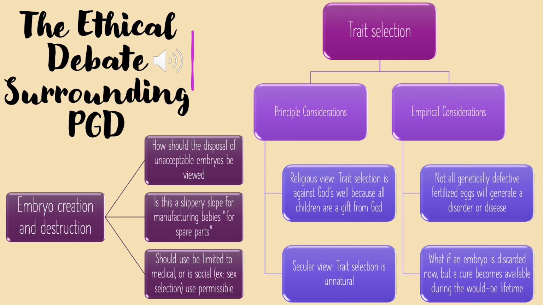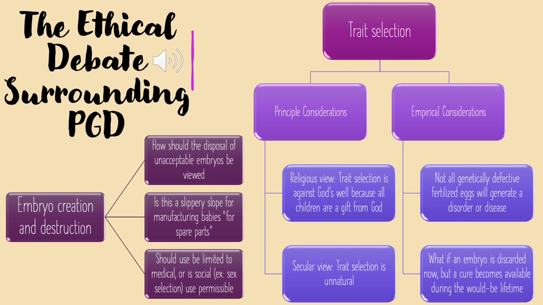So that would be more like secular natural law, and also deontology. What is our duty, and what principles should we follow, and what is morally right? Well, what is morally right would be natural, and this is not natural. The empirical considerations, which tend to be utilitarian in nature, are looking at what's the outcomes and what's the consequences.